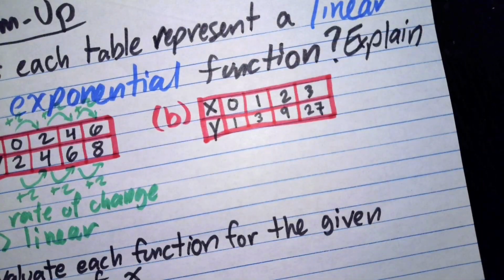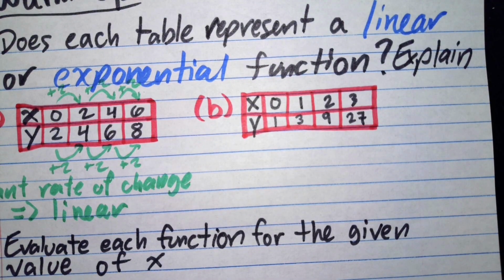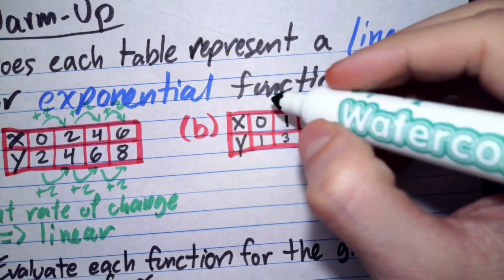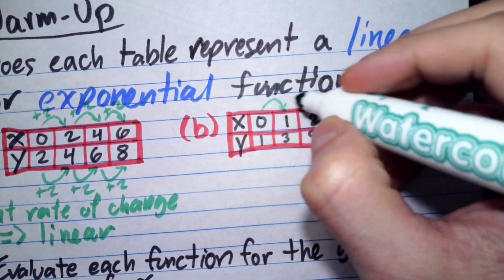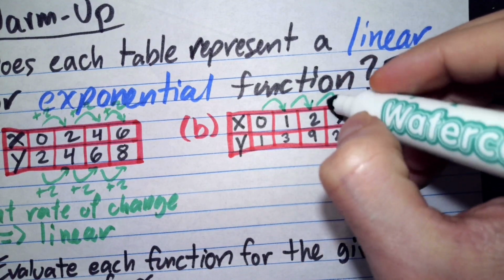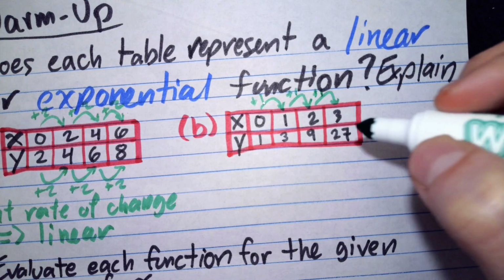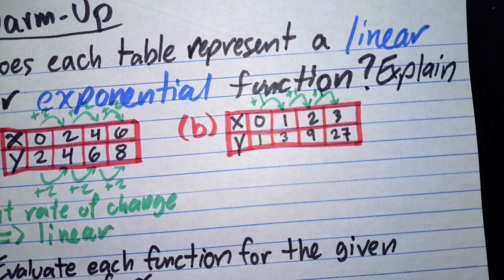So then we have B. It gives us again the table of values. Let's see how these x's and y's behave. So my x's go up by 1. And my y's, they don't really go up by a fixed number per se.